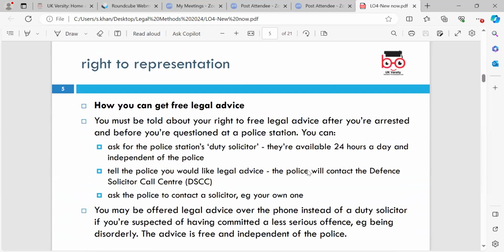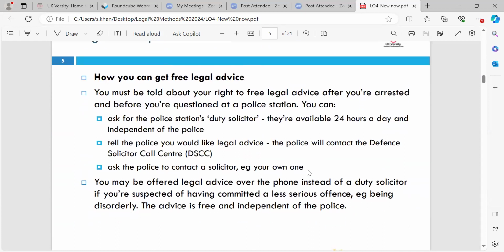The right to representation. So how you get free representation. You must be told about your right to free legal advice after you're arrested and before you're questioned at a police station. You can ask for the police station duty solicitor, and they're available 24 hours a day and independent of the police. And this is all within the PACE codes, which I'll go through after, so you've got more of an idea which code applies to what area.